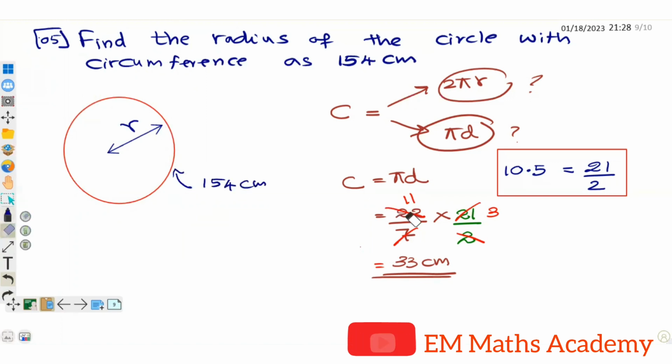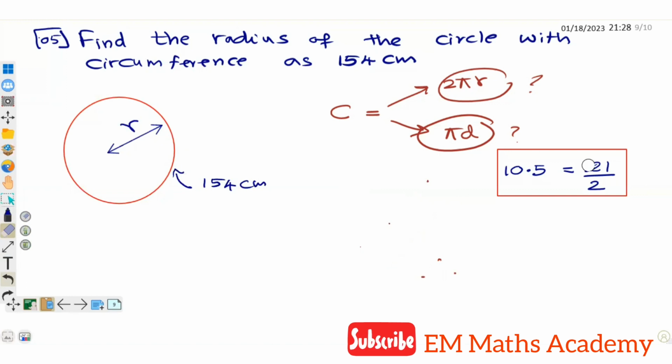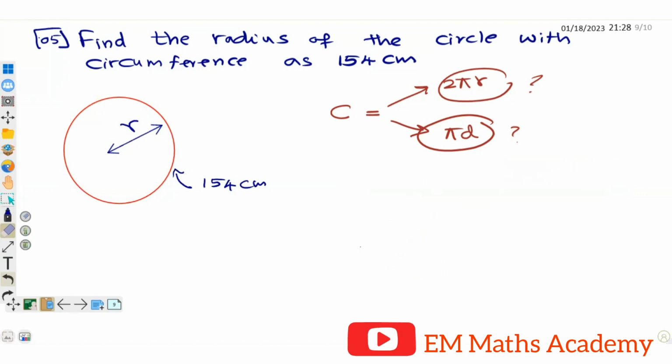Now what is the equation that we have to use? Is it the first one or the second one? Now we have to find the radius directly. We can use both, but to find the radius directly, you have to apply C equals 2 pi r. Okay, then 2 times 22 upon 7 times radius. We don't know the radius, so we write it as r.